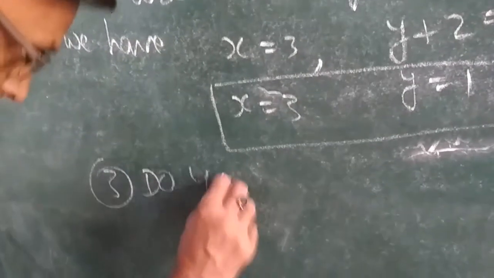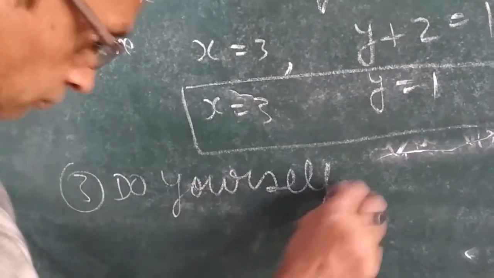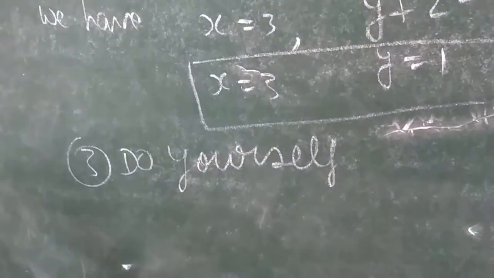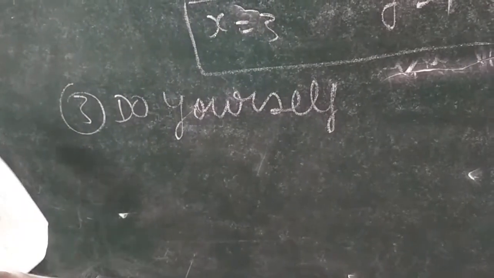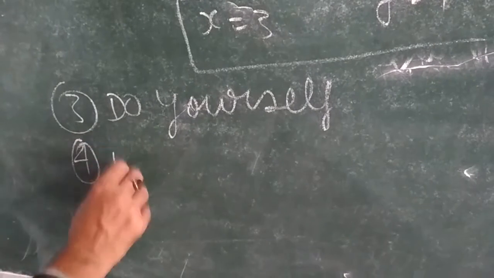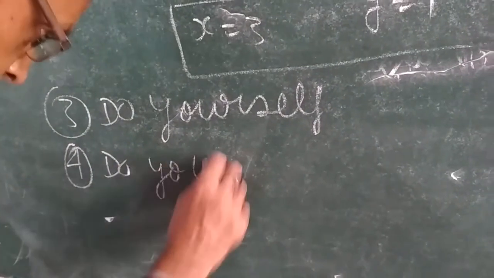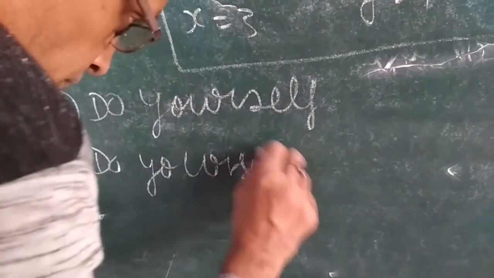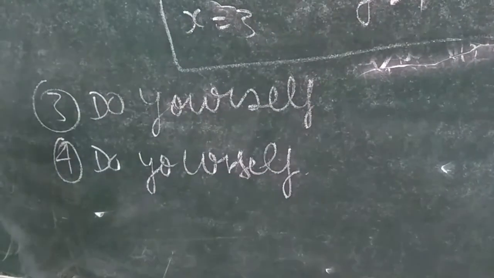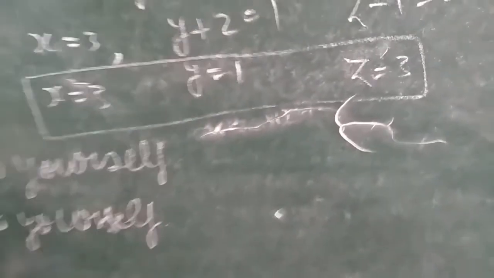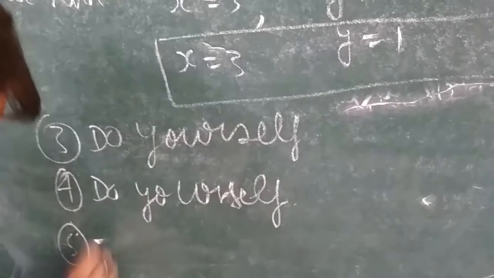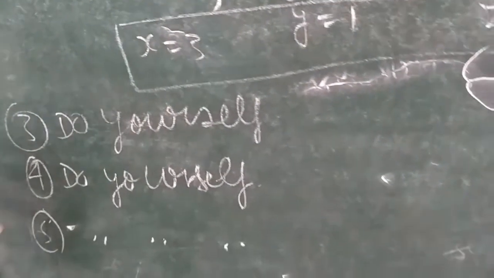Question number 3 is of the same type. Question number 3, do yourself. And the fourth is also very simple. Do yourself. Fifth also, do yourself. Now I tell you one part of question 6.